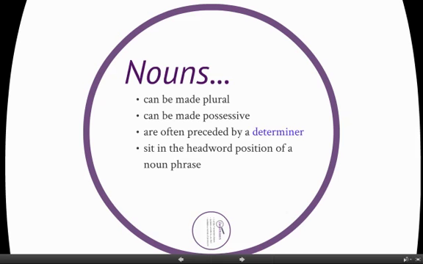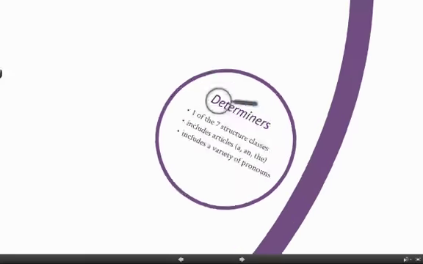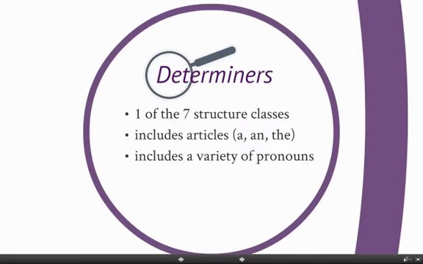It can be made plural and possessive. Nouns are usually signaled by a determiner, and they occupy the headword position of a noun phrase. What's a determiner again? Determiners are one of the structure classes. Articles, a and the, are determiners, and several types of pronouns are also determiners. You might want to check your notes or go back to an earlier video to see what types of pronouns fall into this determiner class.